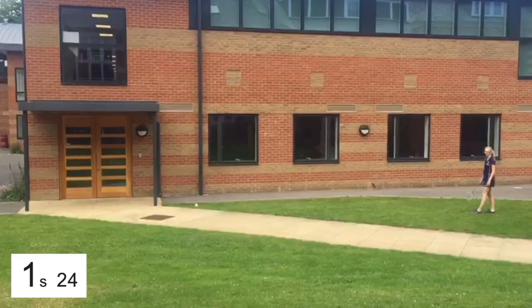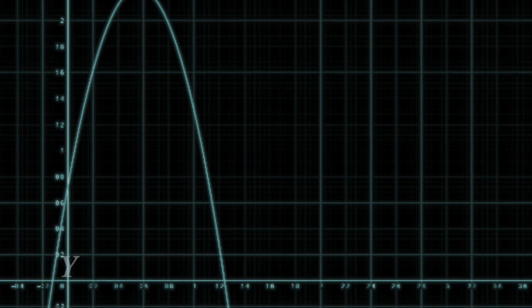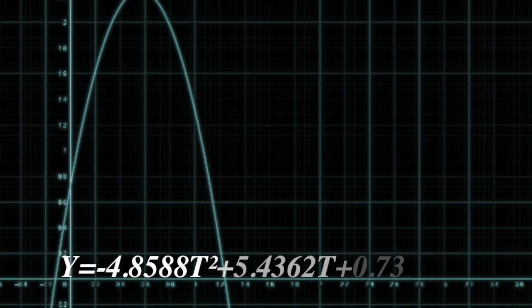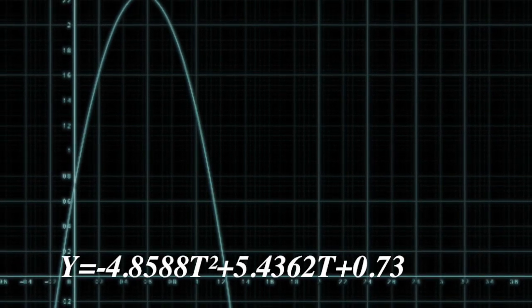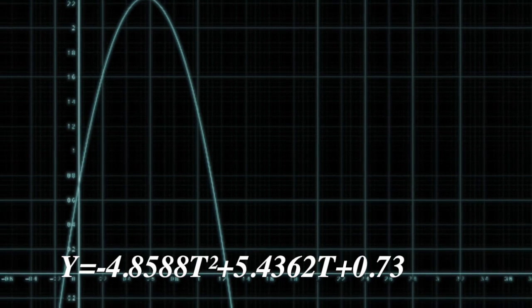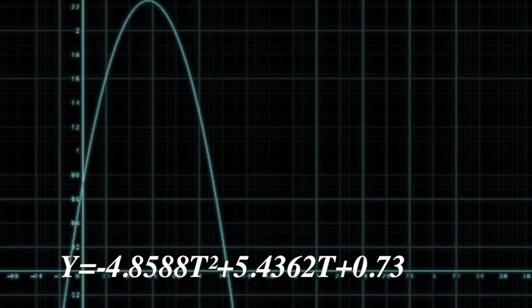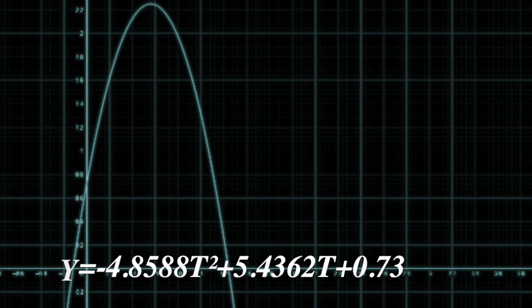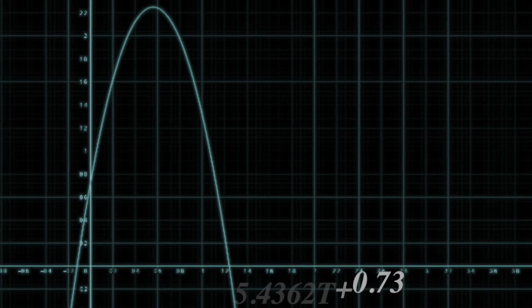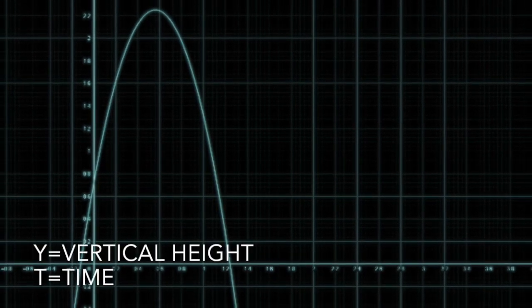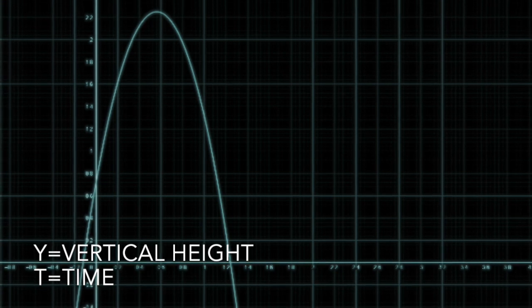Then, we consider just the vertical movement of the shuttle, and we can plot this against time. The total time for the shuttle to hit the ground is 1.24 seconds. This gives us a curve of y equals minus 4.8588t squared plus 5.4362t plus 0.73, where y is the vertical height and t is the time.